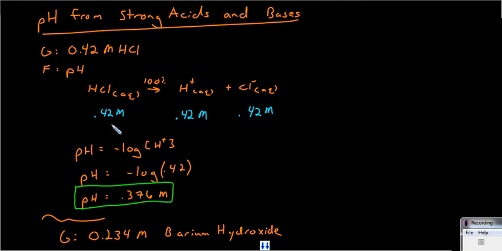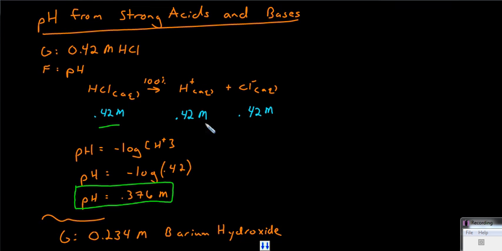So, being that it's 100% dissociation, we have the same concentration of protons as of this monoprotic acid. And so we can find the pH is equal to the negative log of the concentration of protons, or negative log of 0.42, or 0.376.